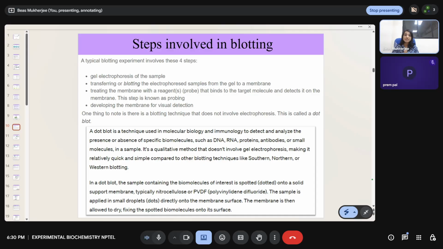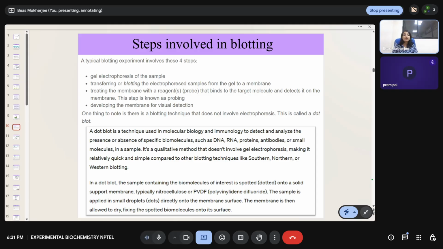Okay, so dot blot is a technique which is used in molecular biology and immunology to detect and analyze the presence or absence of specific biomolecules such as DNA, RNA, proteins, antibodies, or small molecules in a sample. It is a qualitative method and it does not involve gel electrophoresis, making it relatively quick and simple compared to the other blotting techniques like southern, northern, or western. For example, western blotting takes 2 days to complete as a process.